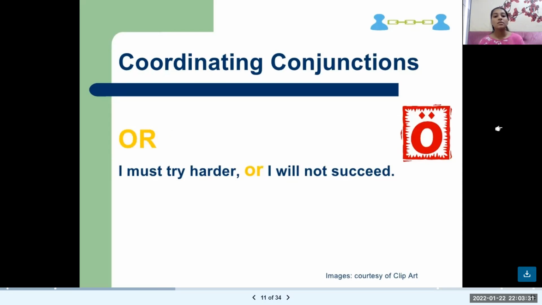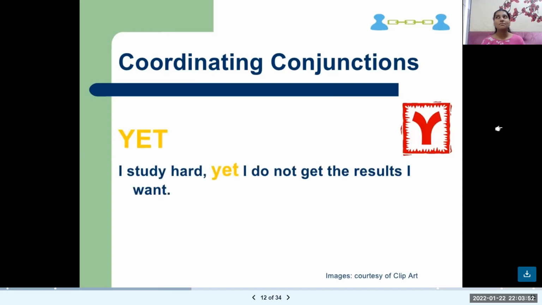So the word or is used to connect the first and second sentence where it says, I must try harder. If I don't try harder, what will happen? I will not succeed. So it is connected by saying or, like I must try harder or I will not succeed, right? Now let us see the last one. Last one, right? No, second last one. FANBOYS. Y stands for yet. Now, the sentence is, I study hard, yet I do not get the results I want.